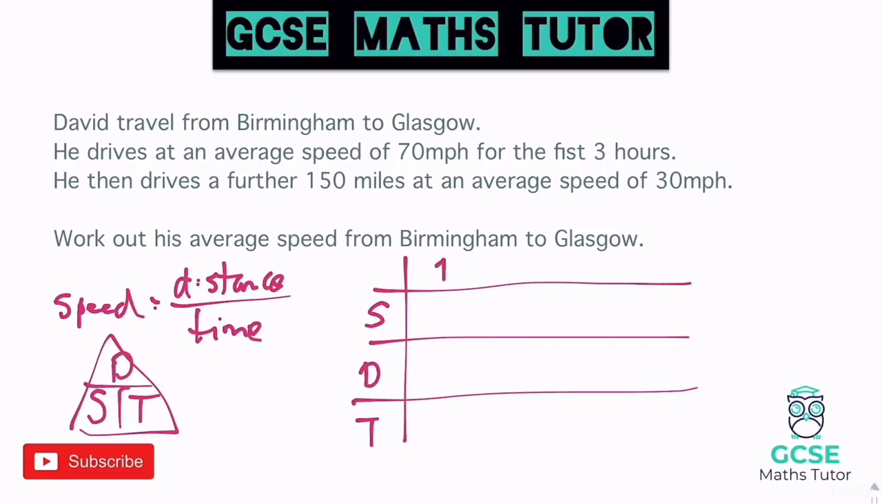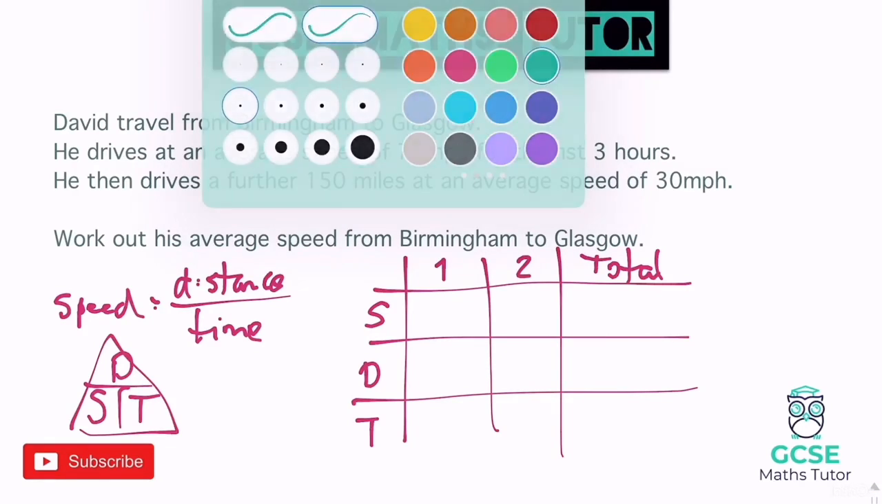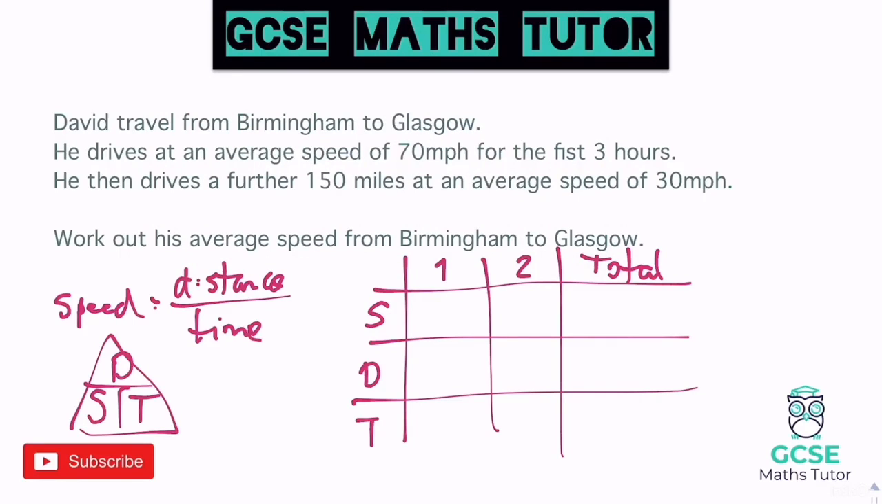Now we've got the first part of the journey, the second part of the journey, and we've got the total journey. So let's split this all up and write in what we've got so far. Okay, so at the moment he drives at an average speed of 70 miles an hour for the first 3 hours. So this first one here is 3 hours, and he drives at a speed of 70 miles an hour.